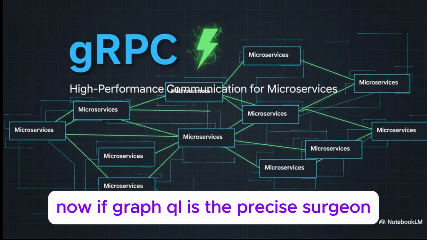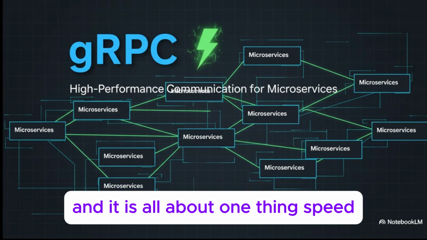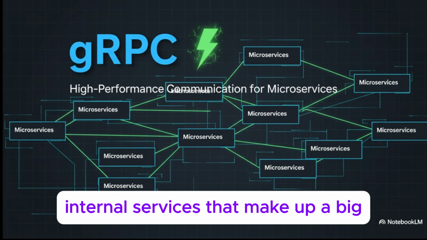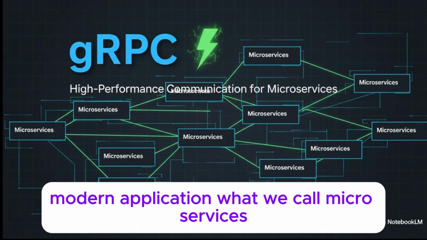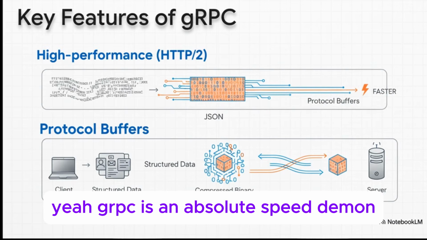Now, if GraphQL is the precise surgeon, then gRPC is the Formula One race car. It was developed by Google, and it is all about one thing: speed. It's designed for high-performance communication, especially between all the tiny internal services that make up a big modern application, what we call microservices. Yeah, gRPC is an absolute speed demon.